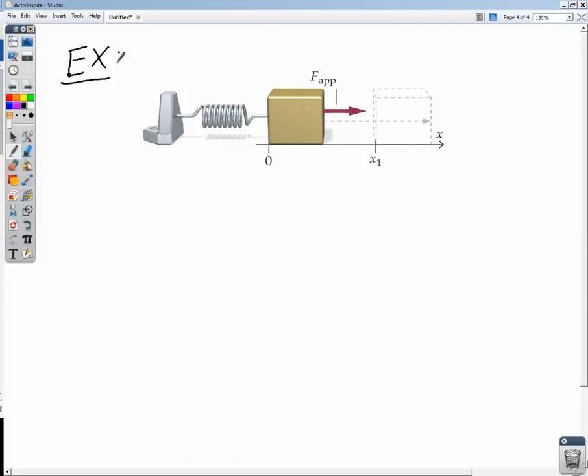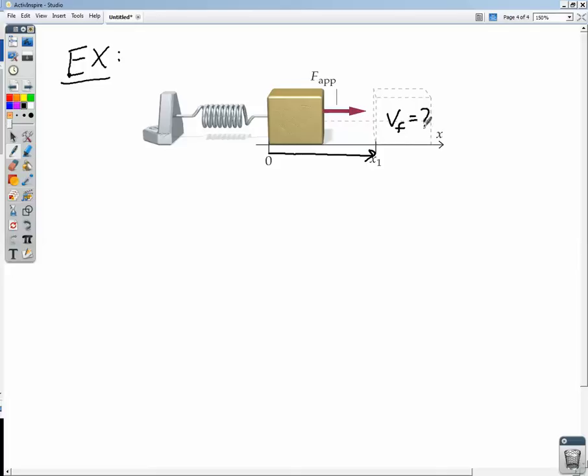Okay, so let's look at an example here, and it's the same example we just looked at. We've got a spring that's compressed, and it is going to accelerate this block all the way to this position x1. And then the block's going to get released, and it's going to cruise. And we want to know what is the velocity of the block right here when the spring is done pushing it.